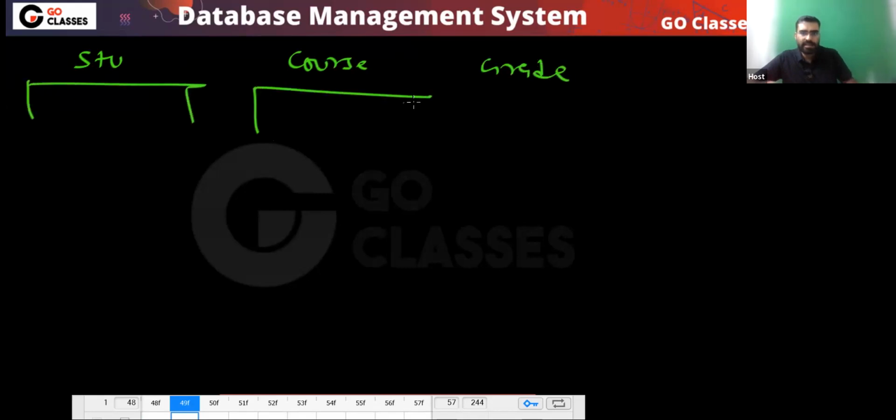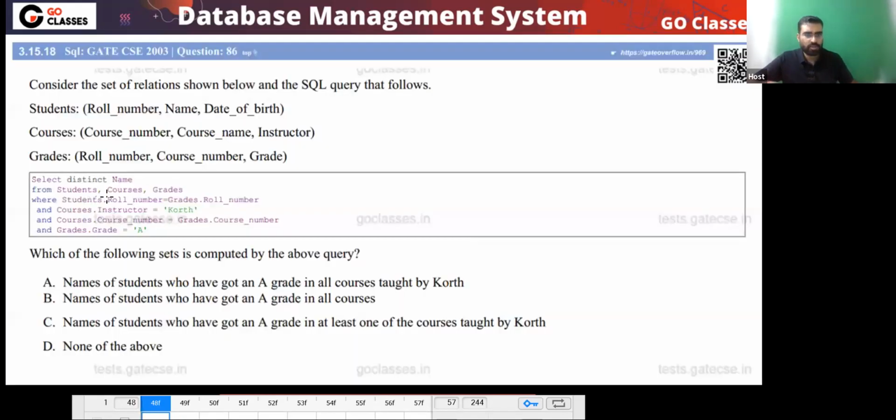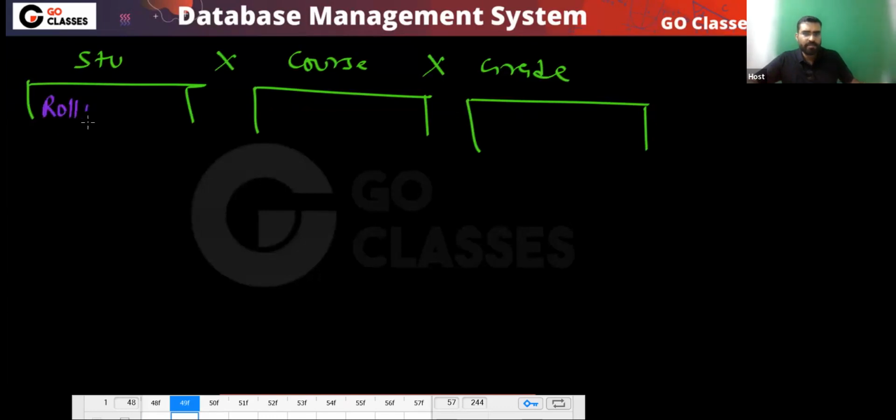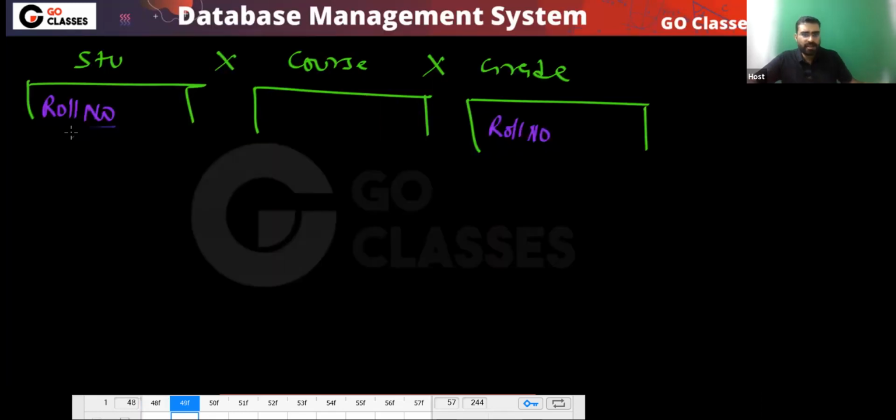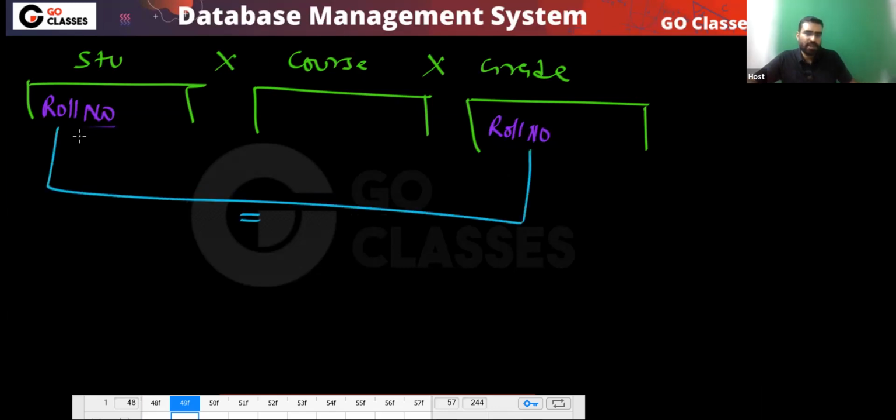You can solve the question like this. First of all, the cross product is given, in the cross product student, course, and grade. Here he is saying student roll number is equal to grade roll number. Here you have a roll number, and in the grade also you have a roll number. The question is saying that this must be the same as this. For the same roll number, they must be equal. Like if the roll number is, let's assume 100, then the same roll number 100 here.